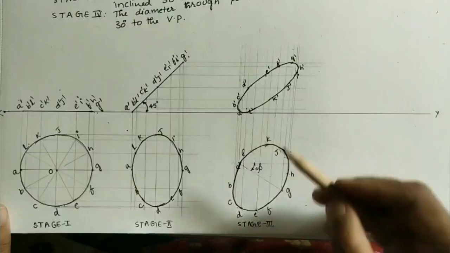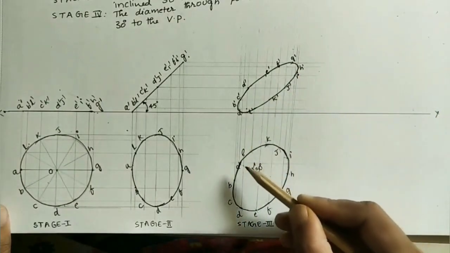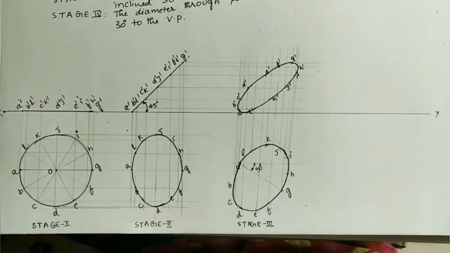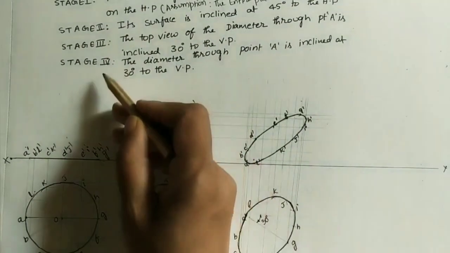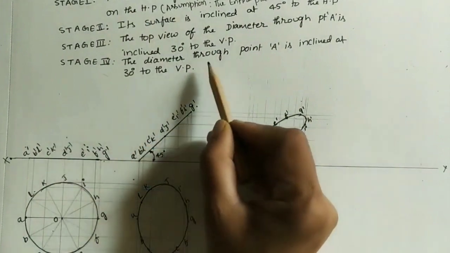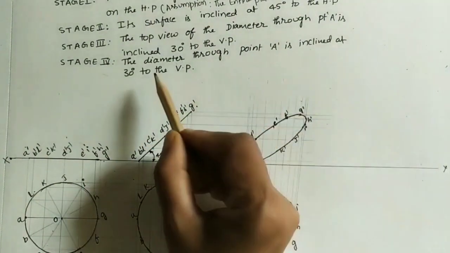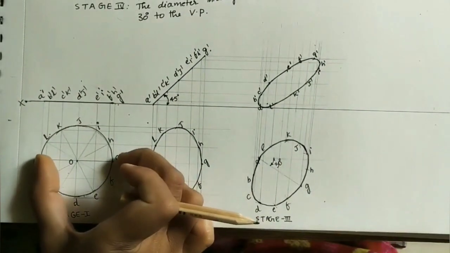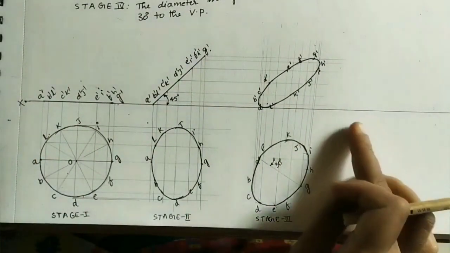This is stage 3, this is the front view, this is the top view. In it at A point, this top view is tilting 30 degrees to the VP. Now take the next stage, the fourth stage. In it, the condition is the diameter through point A is inclined at 30 degrees to VP. So here, this is the vertical diameter, this is tilting 30 degrees to the vertical plane.